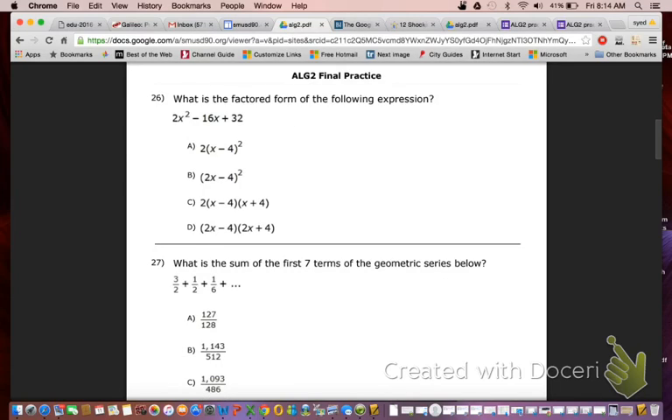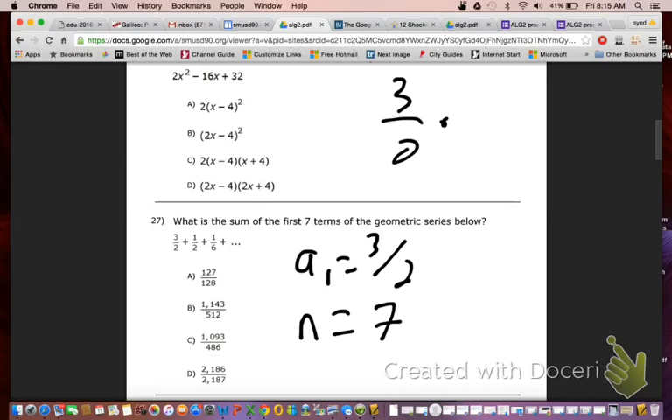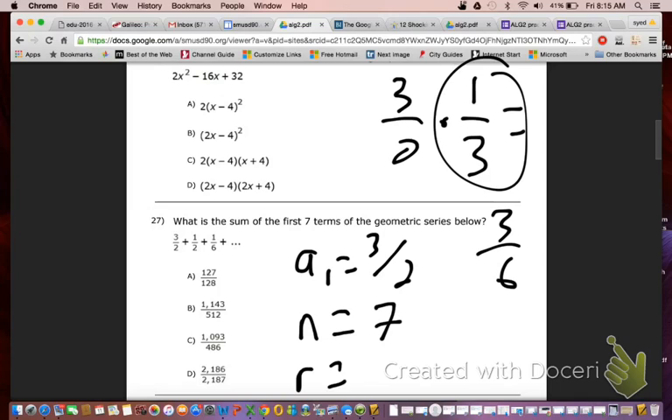Okay, this is a tricky problem. Now, a sub 1 equals 3 halves. N equals 7. Now, how do we find what we're multiplying by? Well, it's 3 halves times 1/3. That equals 3/6, which is 1/2, so it has to be 1/3. R is 1/3. The ratio is, and plug in the formula, okay? Or just continually multiply by 1/3, and you can just add them up on your calculator.